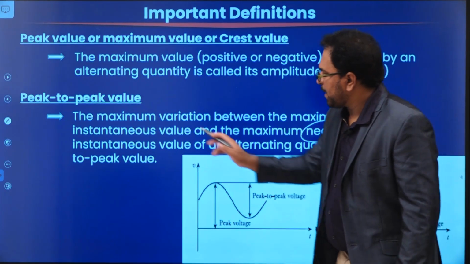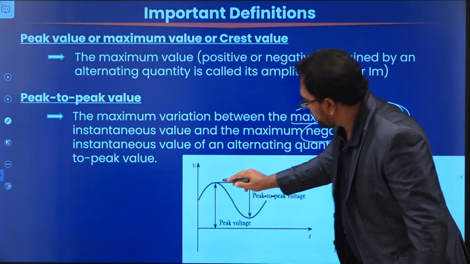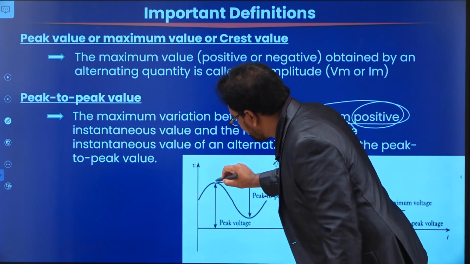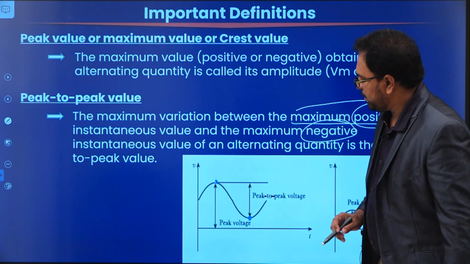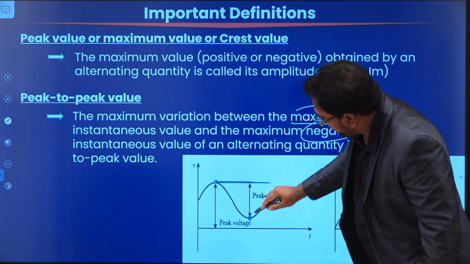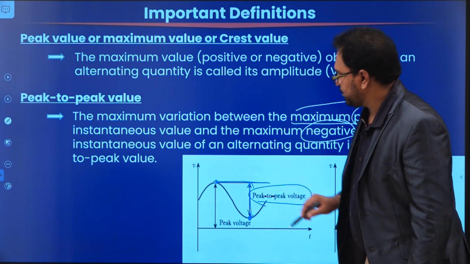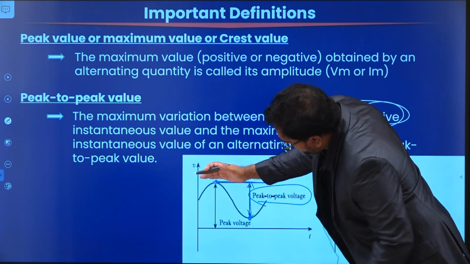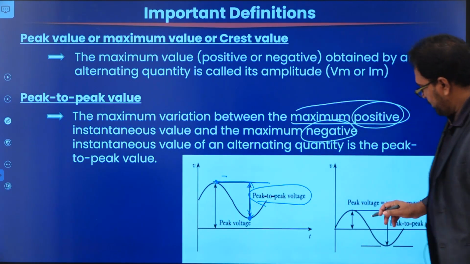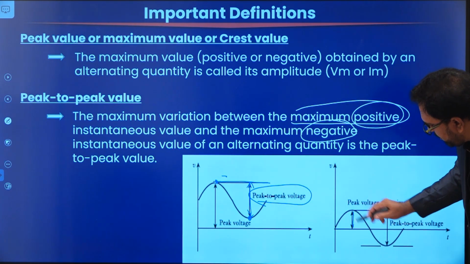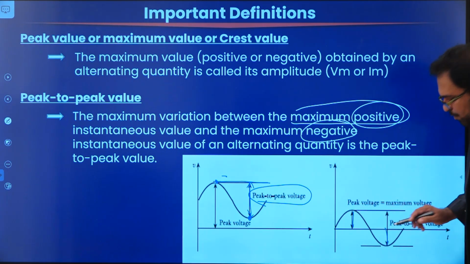Peak to peak means the maximum variation between the maximum positive value, which is this, and the maximum negative value, which is this. So the distance between these two is called peak to peak voltage. So the maximum variation between maximum positive value and maximum negative value is called peak to peak voltage. So here also you can see this is the maximum value, positive maximum, negative maximum.